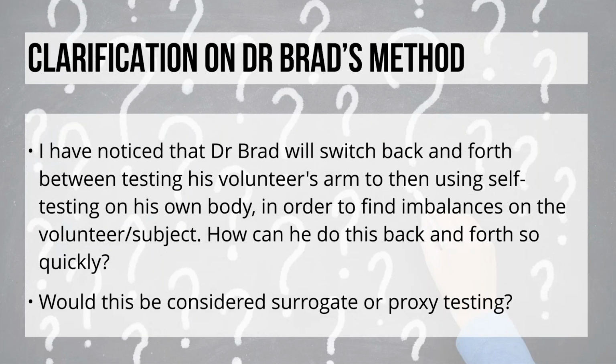Clarification. I have noticed that Dr. Brad will switch back and forth between testing his volunteer's arm and using self-testing on his own body in order to find imbalances on the volunteer subject. How can you do this back and forth so quickly? Would this be considered surrogate or proxy testing?